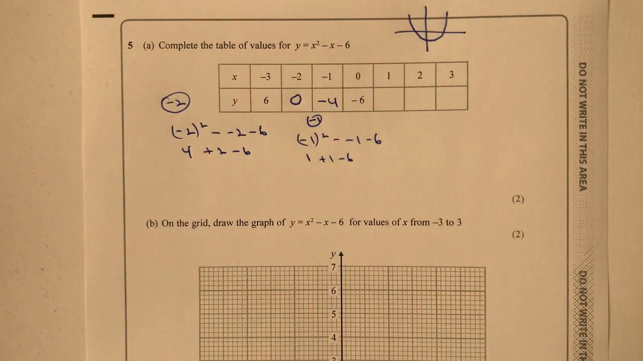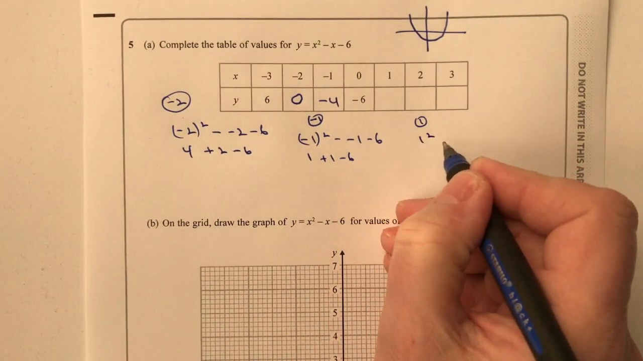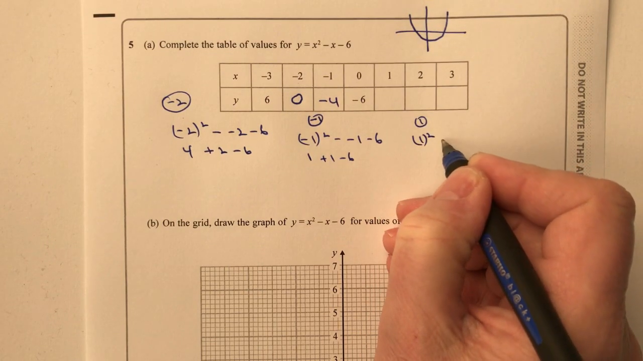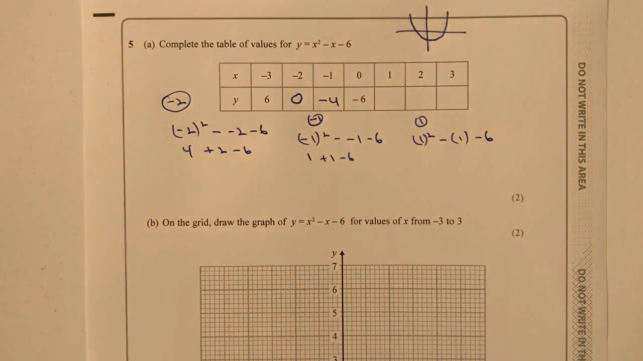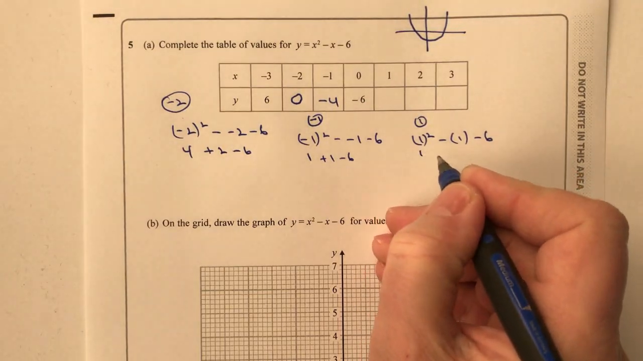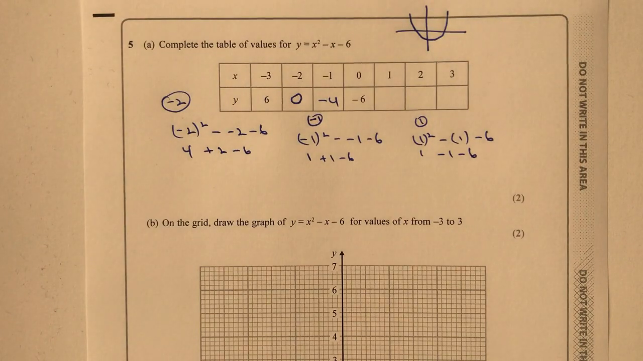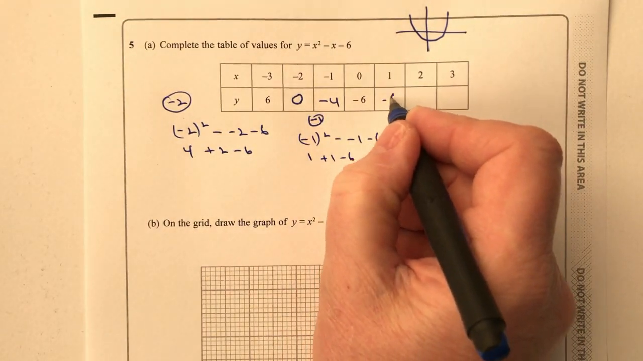So hopefully the negative values you've been able to work out. The positive values should be hopefully a little bit more straightforward. Let's have a look at when the value of x is 1. So again, I'm going to say 1 squared minus 1 minus 6. I know I've put that in brackets. I just wanted to illustrate that this number should really be left in brackets until you remove them. So 1 squared is 1, minus 1, minus 6. So 1 minus 1 is 0, minus 6. So when x is 1, y is going to be minus 6.